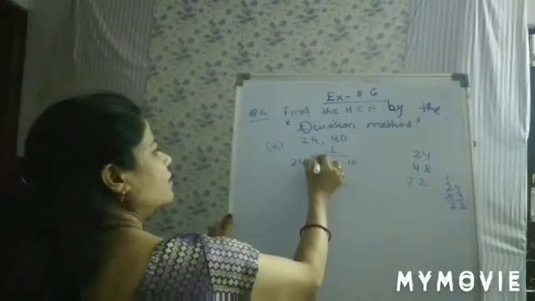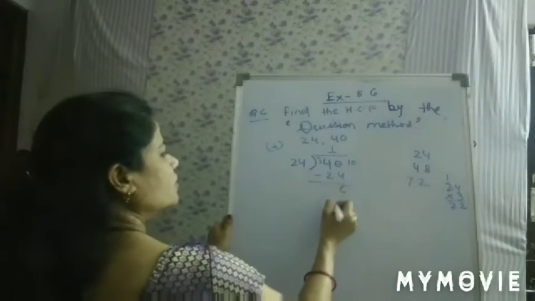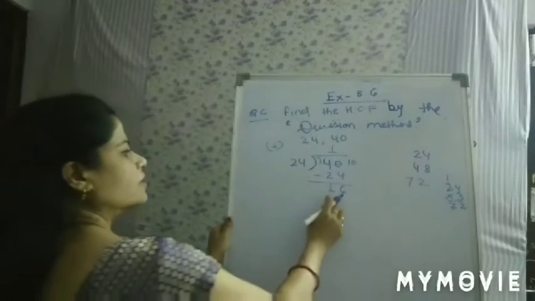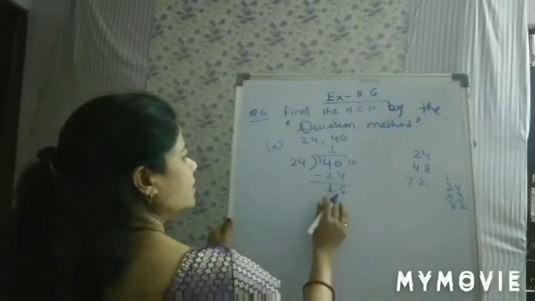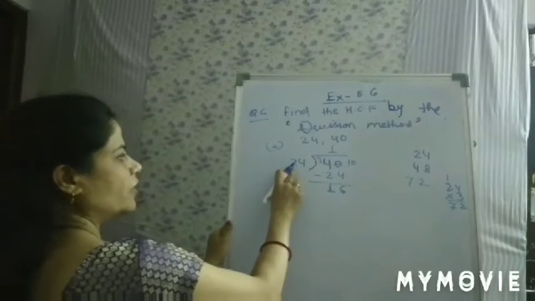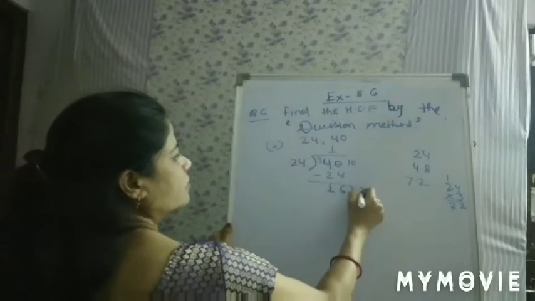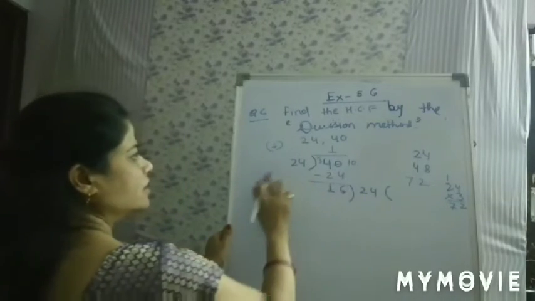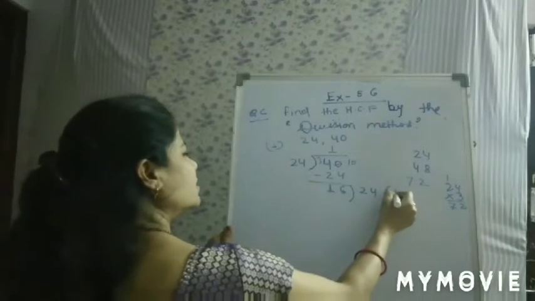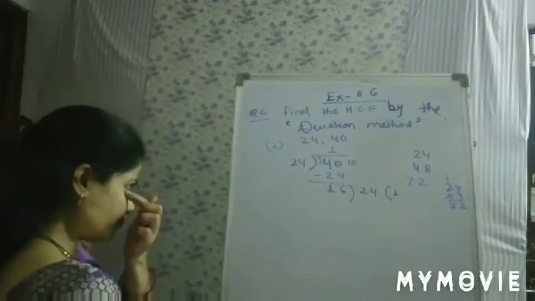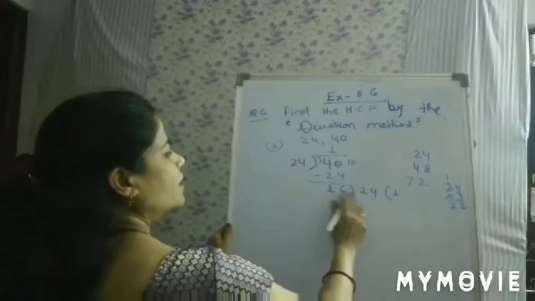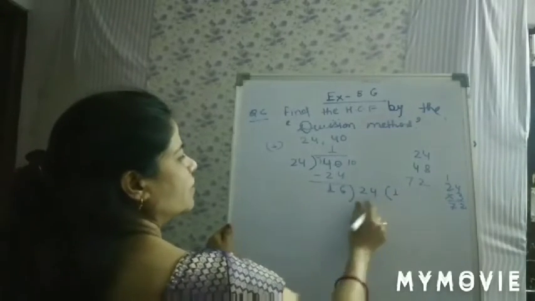The 0 will become 10 and the 4 will become 3. 10 minus 4 will be 6 and 3 minus 2 will be 1. Then this remainder 16 will become the divisor, and this divisor 24 will be the dividend. So write 24 as dividend. Now divide 24 by 16. 16 ones are 16 and 16 twos are 32. 32 is greater than 24, so divide 24 by 16 one time.